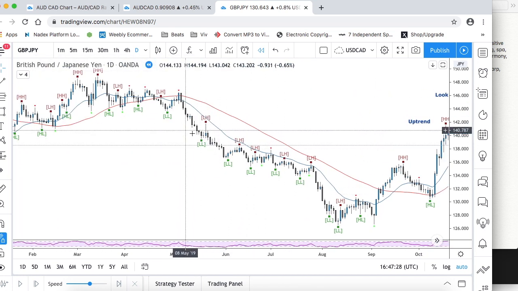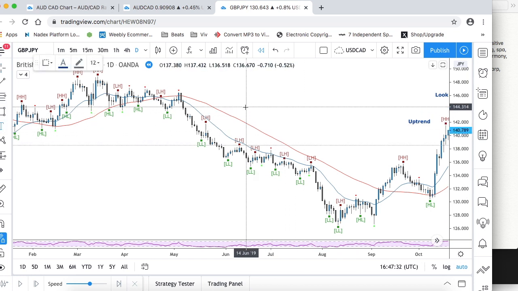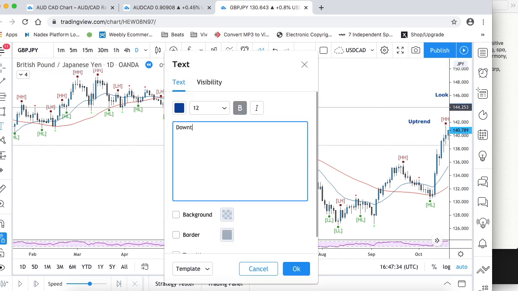All right, let me move over a little bit. Over here, what you got? Lower lows, lower highs. See that? What is that? Downtrend. Look for sells.